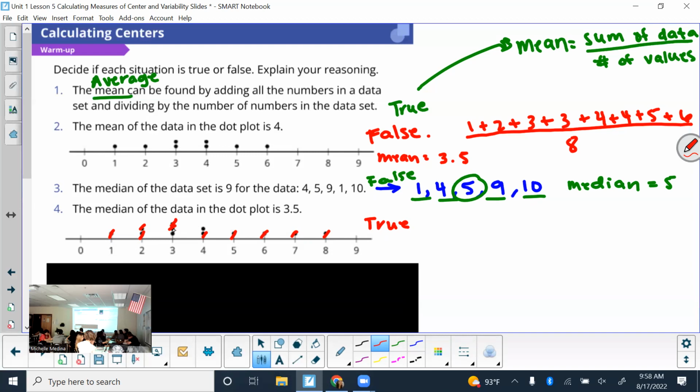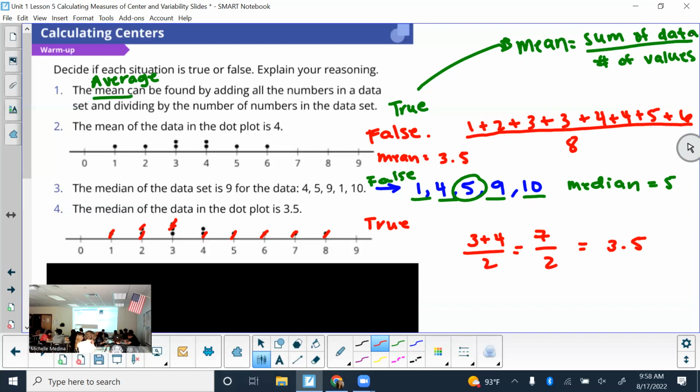What happens when you have 2 numbers in the middle? And what's that called? Taking the average of them, also known as the mean. So yeah, we have a 3 and a 4 in the middle. 3 plus 4 is 7. 7 divided by 2 is 3.5, which makes sense. All right, median is 3.5.